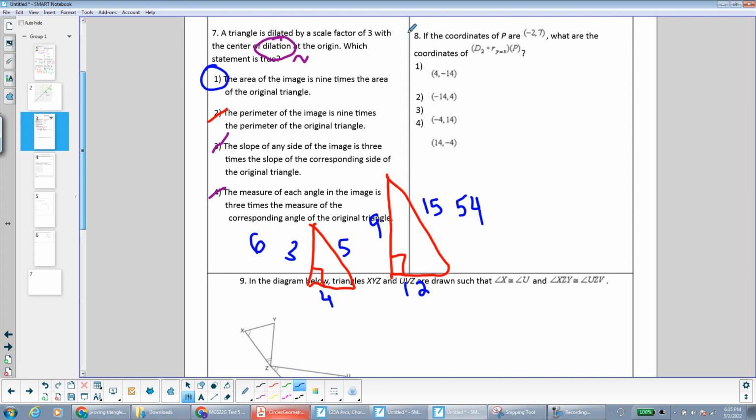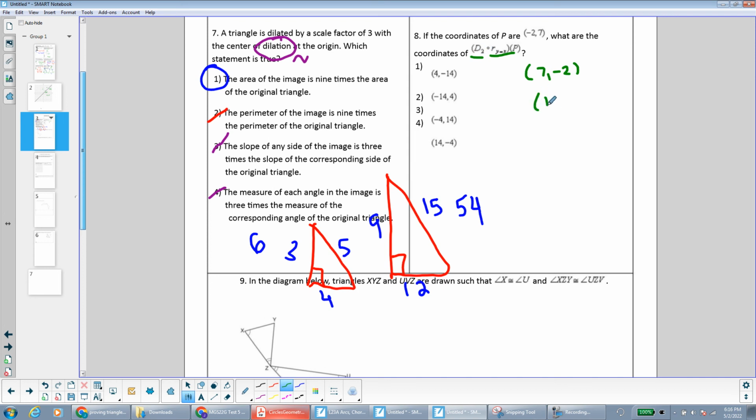Number 8. What we need to do for number 8 is reflect over the line y equals x, and then dilate by a scale factor of 2. So really easily, using the rules of reflections and dilation centered at the origin, to reflect over the line y equals x, all we need to do is switch the order of the points. And then for dilation centered at the origin, we can just multiply x and y by the scale factor.